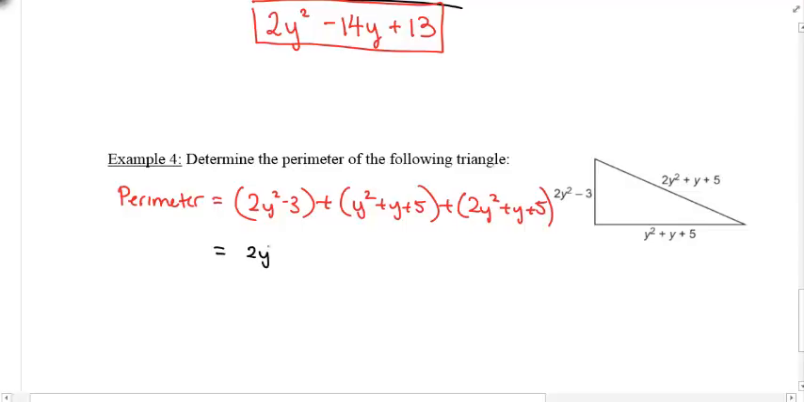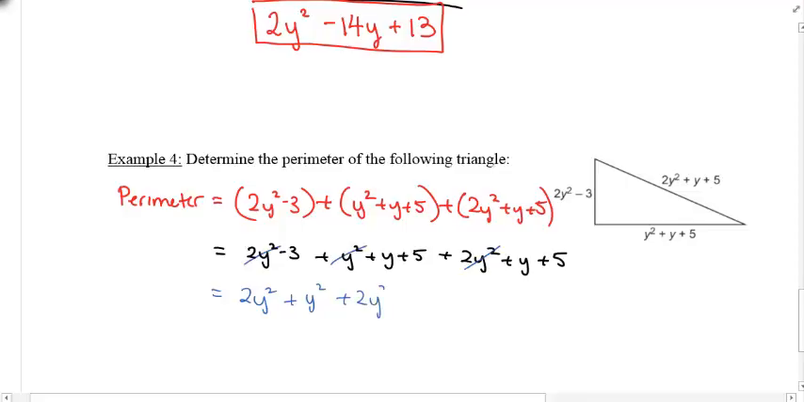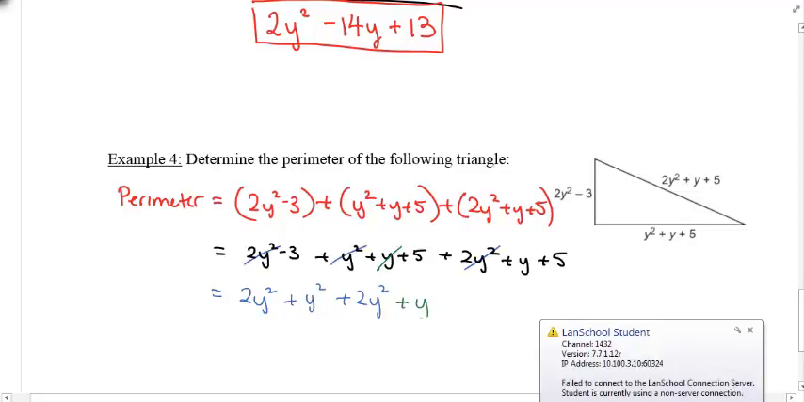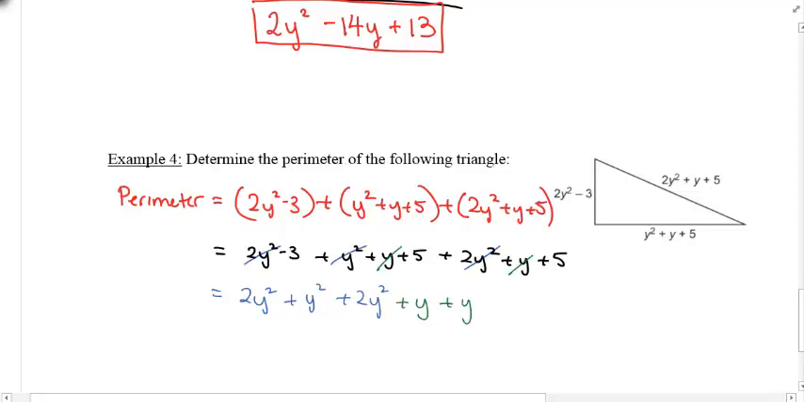Get rid of the brackets. Lots of terms here. Collecting like terms could be tricky because there's so many different things. I will collect the y squareds first. Another y squared here. Another y squared there. I'll do the letter y next. So there's a y and a y. And I'll do the numbers last. I'll give them 3, 5, and 5. Whoop, whoop, whoop. Did I get all of them?